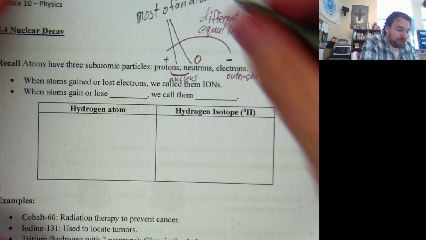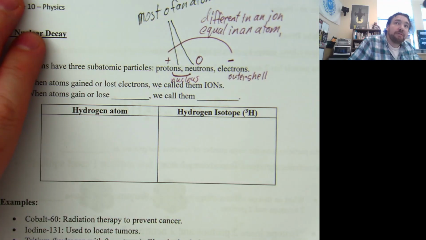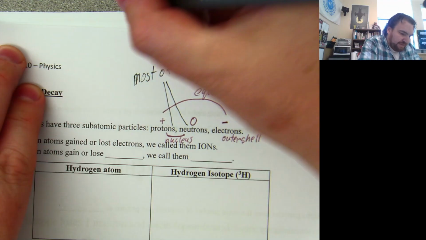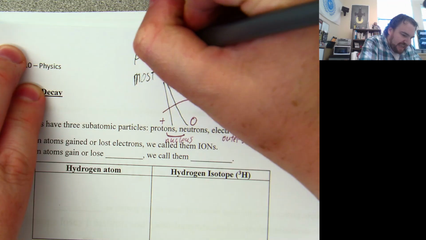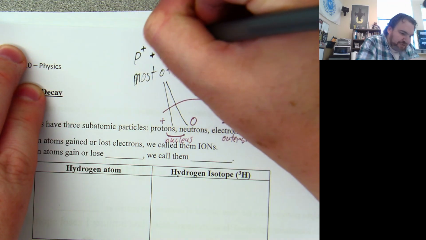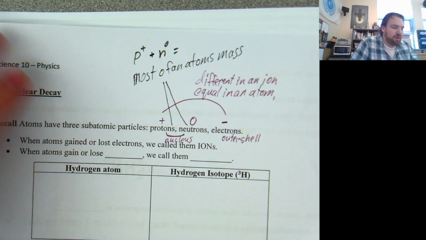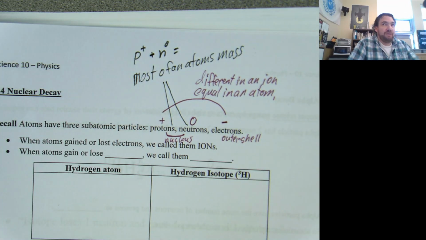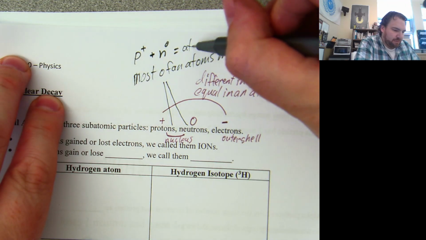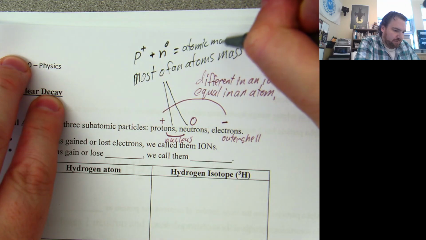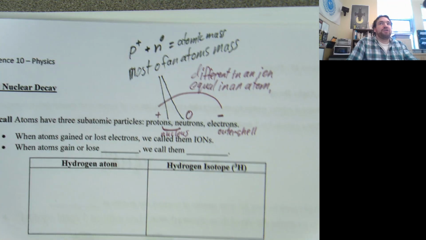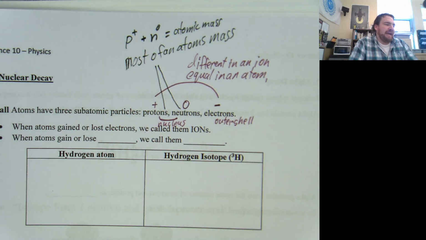Specifically, if you add these two numbers together, if you take your protons, P plus, and you add them to the neutrons, N0, you add those numbers together, you get the atomic mass. Electrons weigh so little, we don't actually even care about them as far as the mass is concerned.